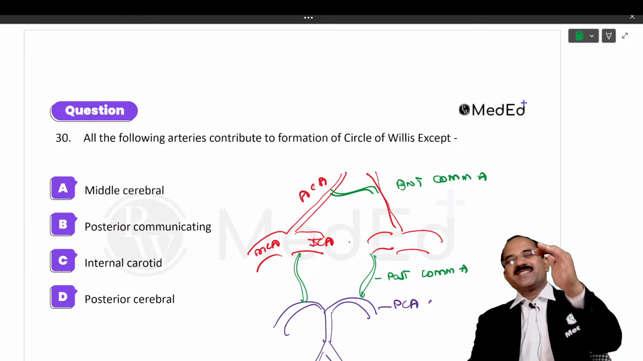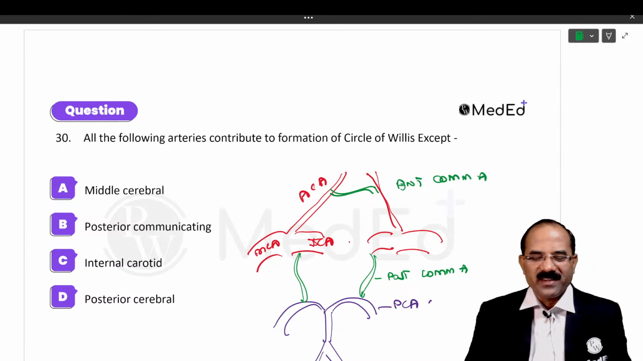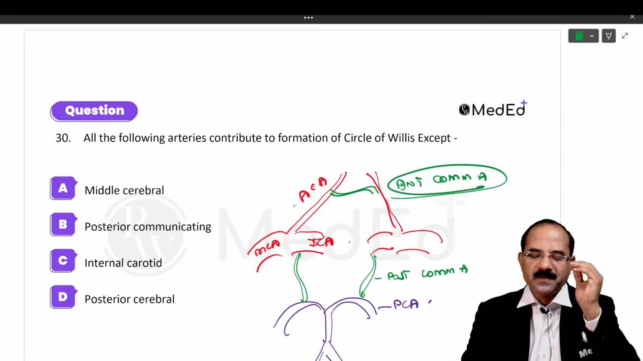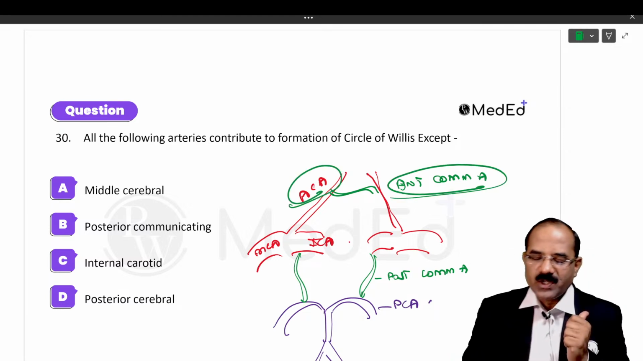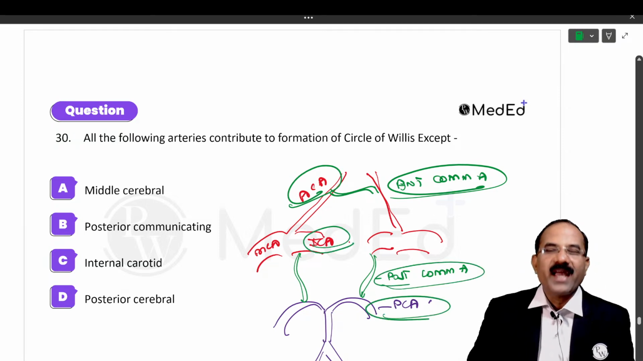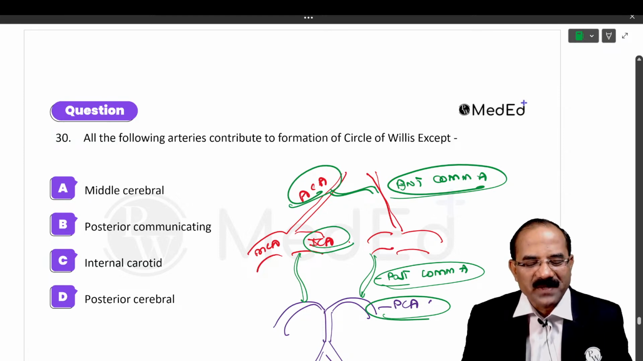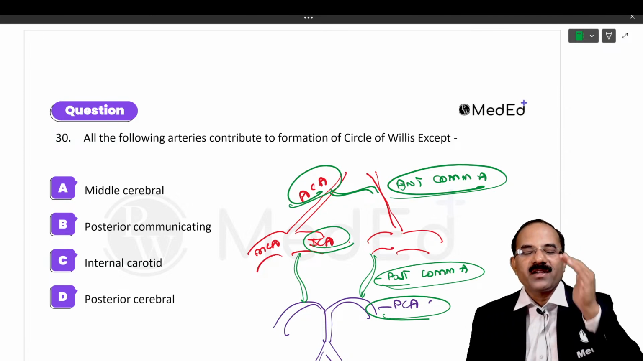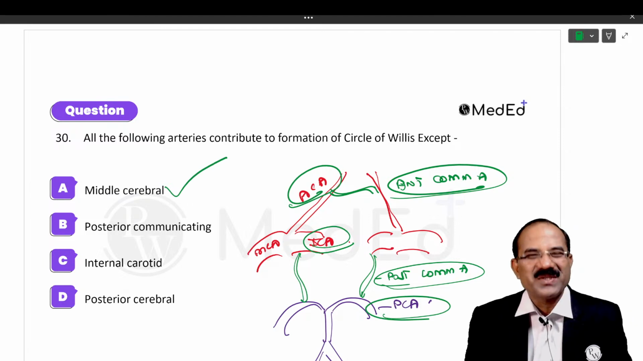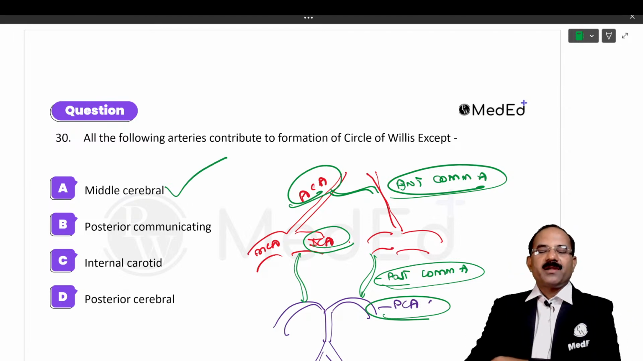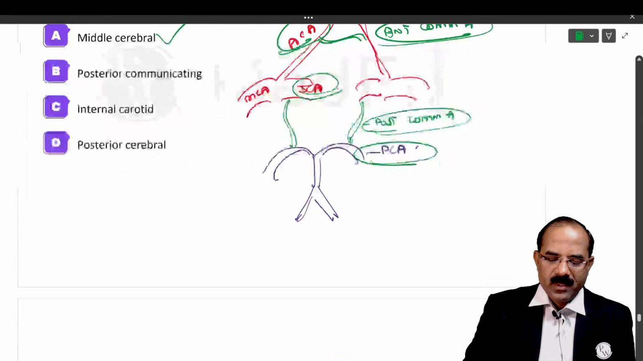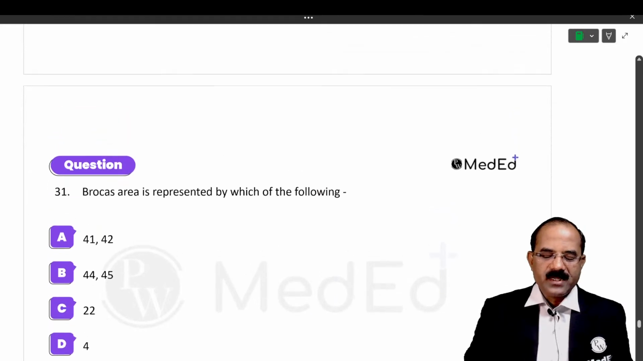So now, how is the circle of Willis formed? Anyone? The circle of Willis is formed by the anterior communicating artery, the anterior cerebral artery, the internal carotid, the posterior communicating, and the posterior cerebral artery. The artery which does not take part in the formation of circle of Willis is middle cerebral artery. Very good. Perfect. Chalo, we go to the next MCQ.